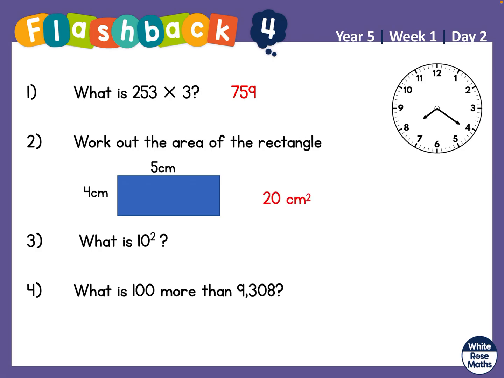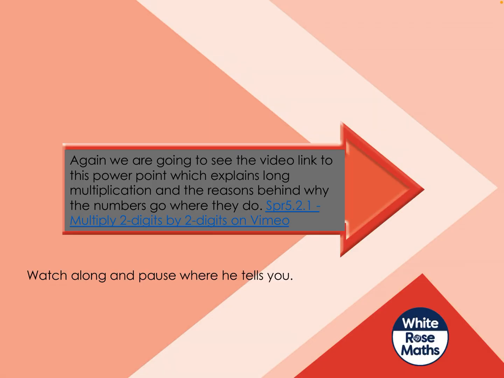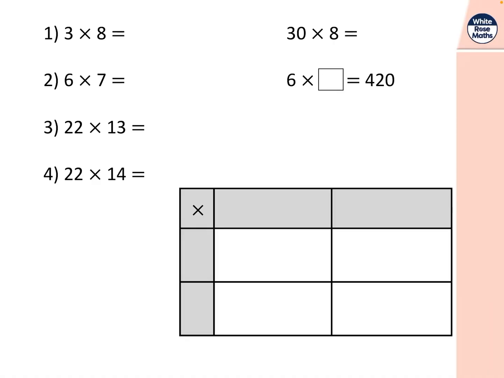So 253 times 3 is 759. Well done if you got that. Area of the rectangle, we're doing 4 times 5, which is of course 20. 10 squared is of course 10 times 10, which is 100. 100 more than 9,308 is 9,408. Okay, so we are going to continue on with our maths, and what I want you to do is just pause the video, work these out, and we'll see if we can see any patterns.